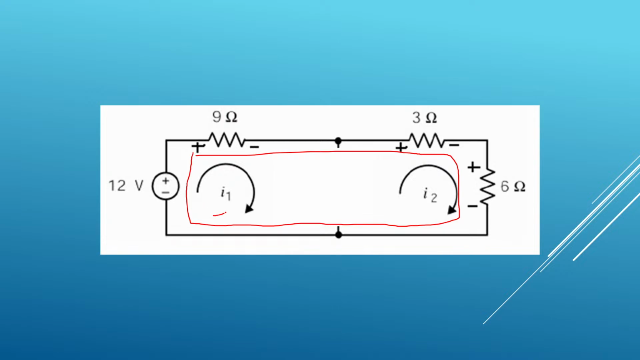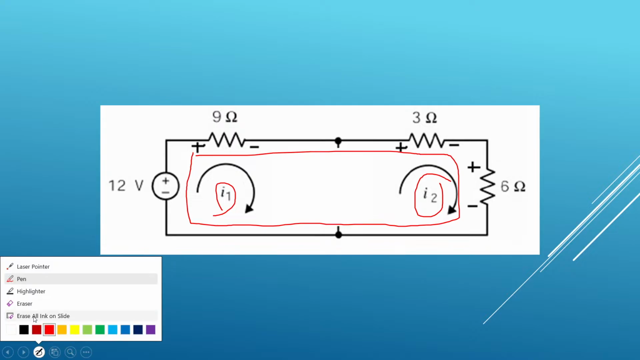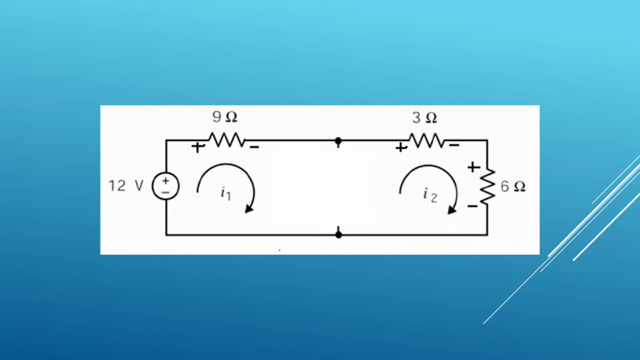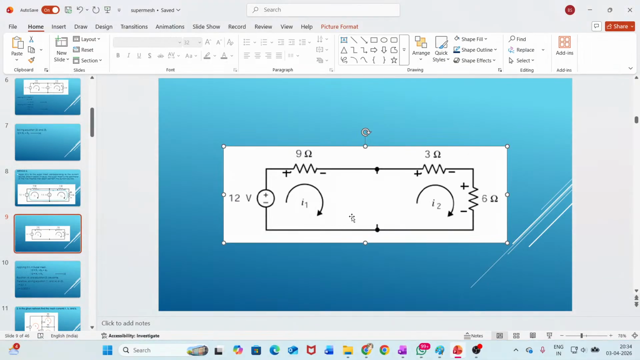I didn't remove the I1 mesh current and I2 mesh current, which were there earlier. I have left them as they are, but I have simply open circuited the current source. That's it. In method 1, I assumed voltage V across the current source. In method 2, I have just opened the current source. Now I will copy this image and write the equations. Of course, I have already written the equations.